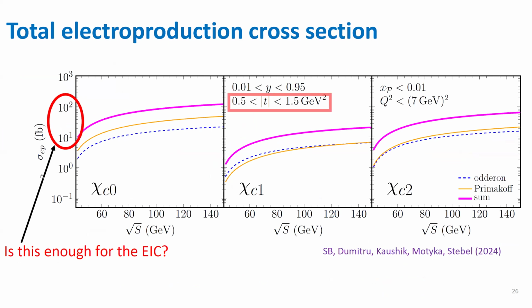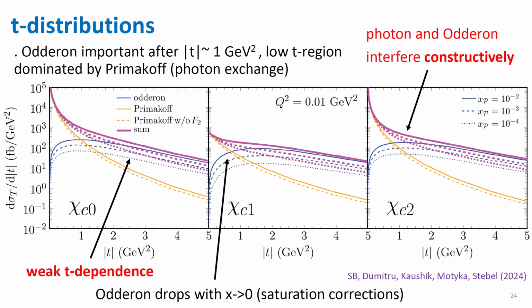For that purpose, I'm showing here the total cross-section, and this is now in electroproduction as a function of energy. I'm employing the standard EIC cuts, but I'm also looking at small x only, and picking up a T-bin where the Odderon contribution becomes important.